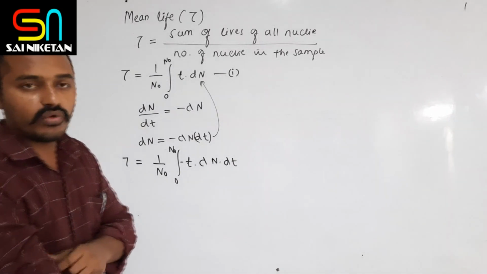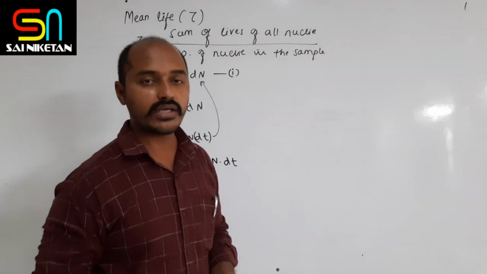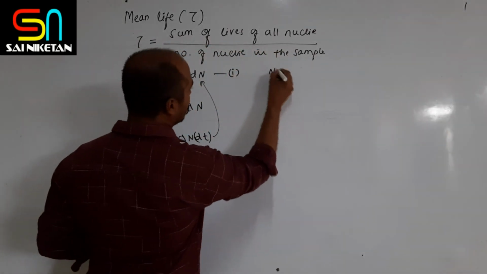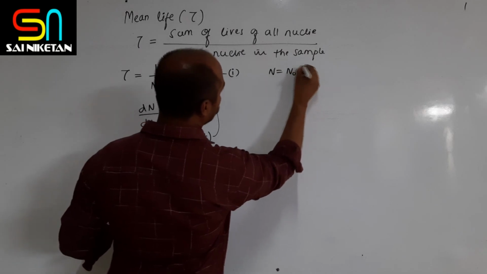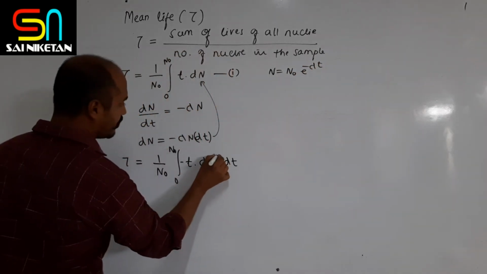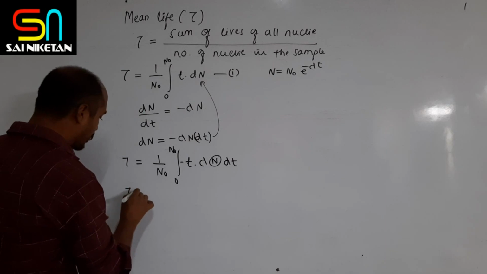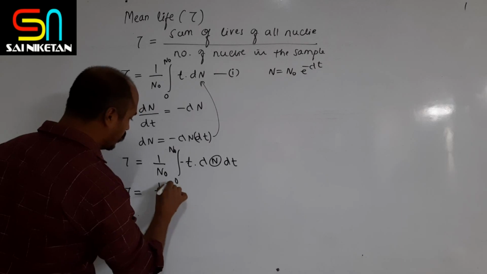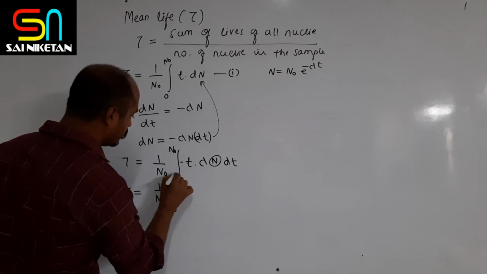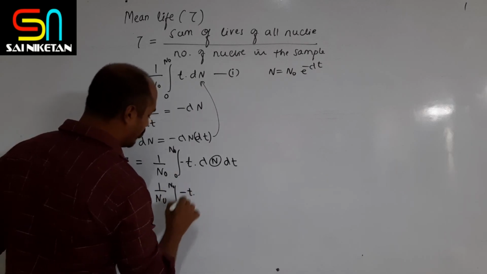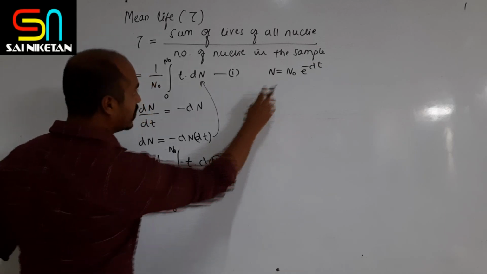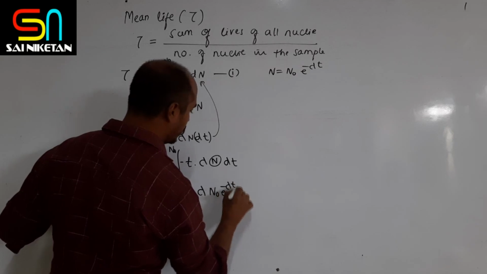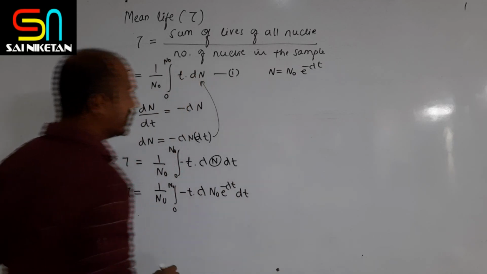Furthermore, from the equation of the radioactive law, we know n is equal to n naught e raised to minus lambda t. Replace this n. So tau is equal to 1 divided by n naught, integration 0 to n naught, of t times minus lambda times n naught e raised to minus lambda t dt.